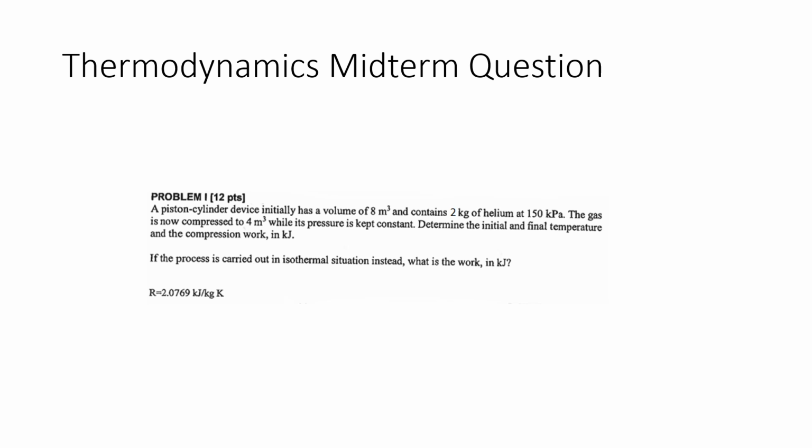So the question is, a piston cylinder device initially has a volume of 8 meters cube and contains 2 kilograms of helium at 150 kPa. The gas is now compressed to 4 meters cube, while its pressure is kept constant. Determine the initial and final temperature and the compression work in kilojoules. If the process is carried out in isothermal condition instead, what is the work in kilojoules? And they give us the R value for helium.